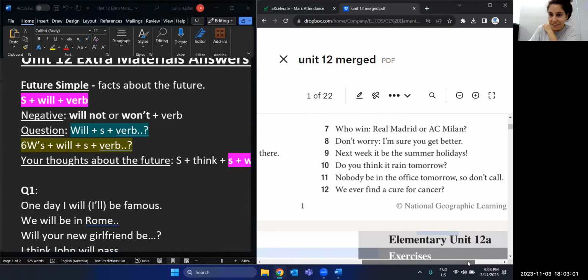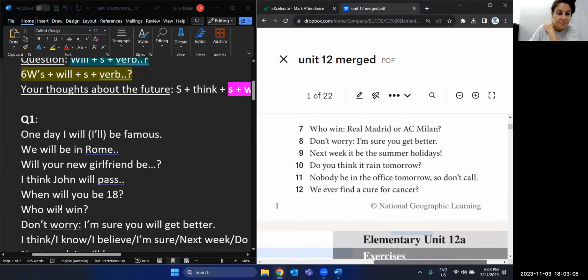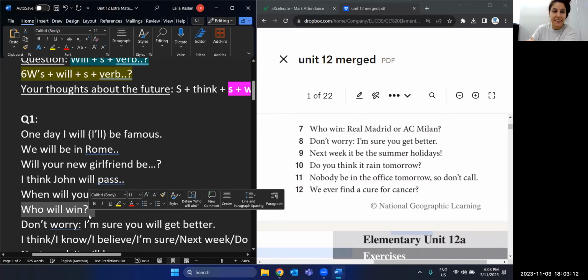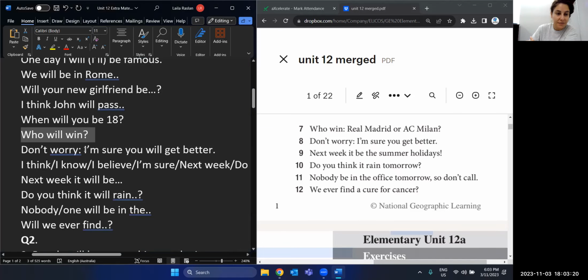Number 7. Who will win? Real Madrid or AC Milan? Who will win? Number 8. Don't worry, I'm sure you will be better.